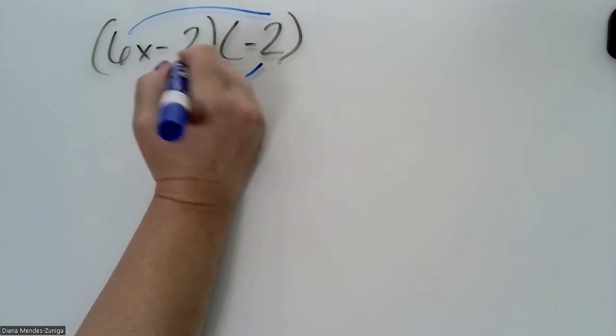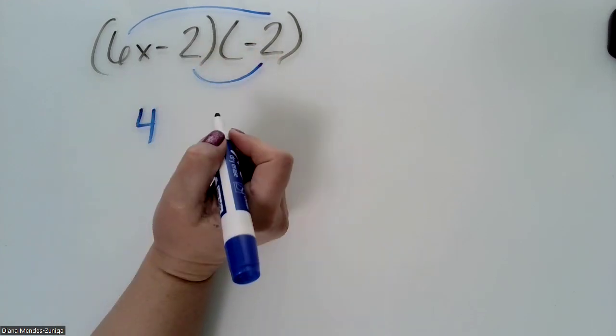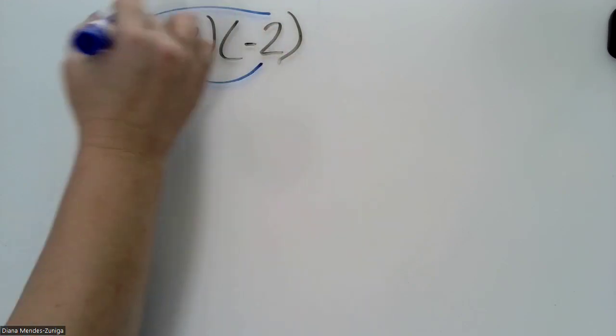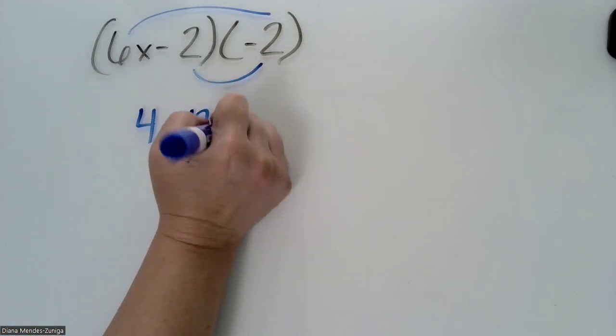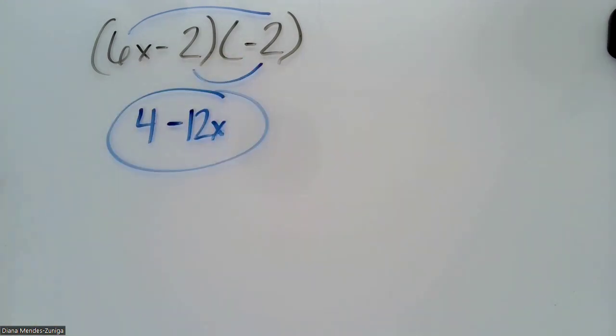So -2 times -2 gives us a +4, and a -2 times a 6x is going to give us a -12x. So therefore, our answer is 4 minus 12x. Okay, that's one of the complications.